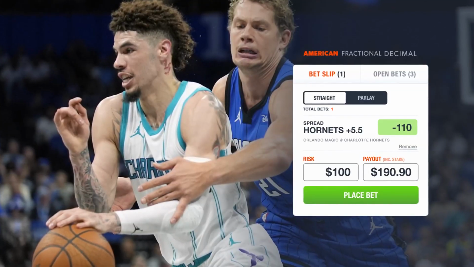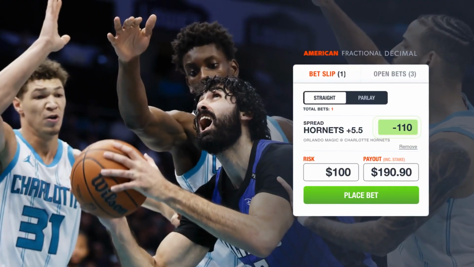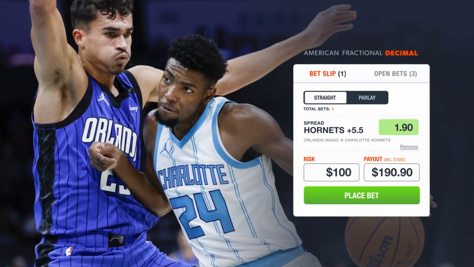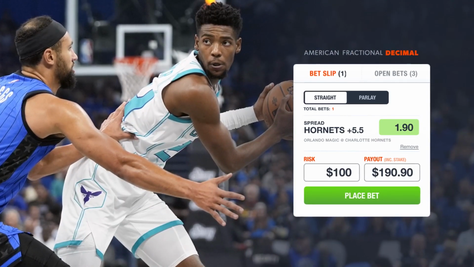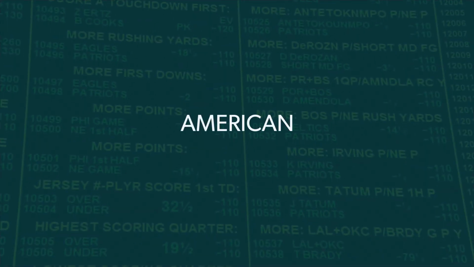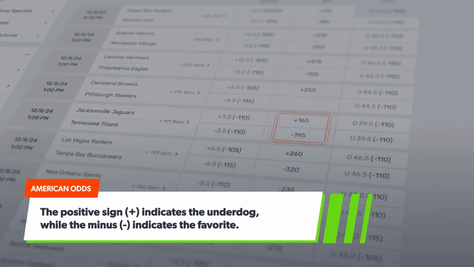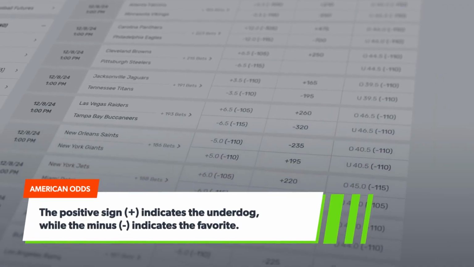Worldwide, betting odds have three main types: Moneyline, or American, Fractional, and Decimal. Each displays the same information, but with its own unique style. Let's start with the Moneyline odds, commonly used in North American sports. The positive sign tells you the underdog, while the minus sign tells you the favorite.